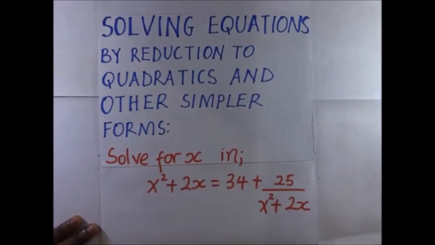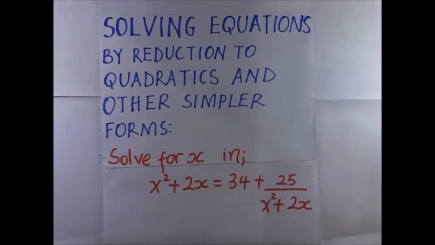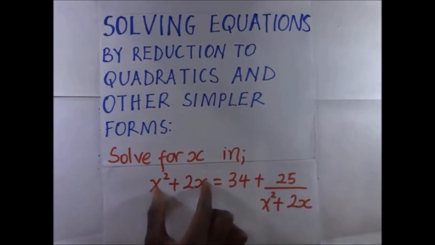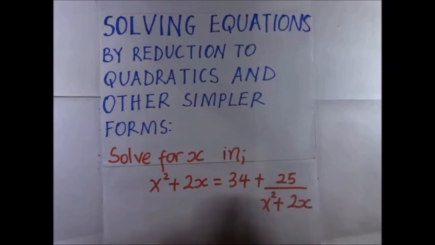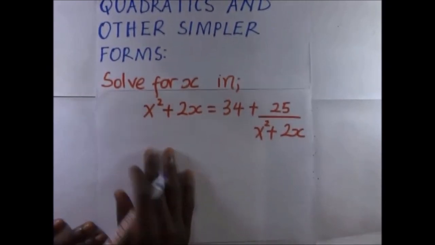So solving equations by reduction to quadratics and other simpler forms. For example, let's solve this equation. X squared plus 2x is equal to this. Find the value of x. So our first step here is that we are going to identify where the quadratic equation is. We are having a quadratic expression there, x squared plus 2x. So if we formulate this into one letter, then this will become very simple to handle. So let's call it m.